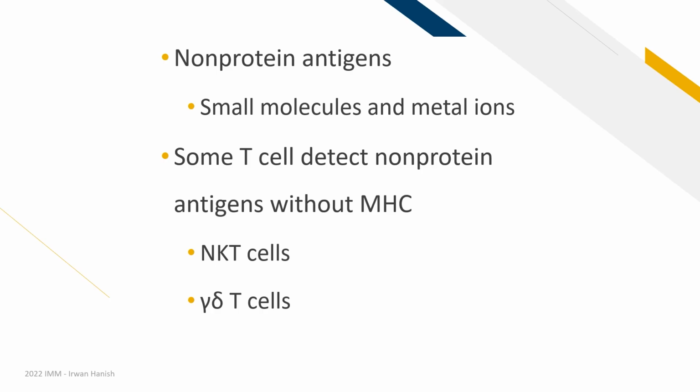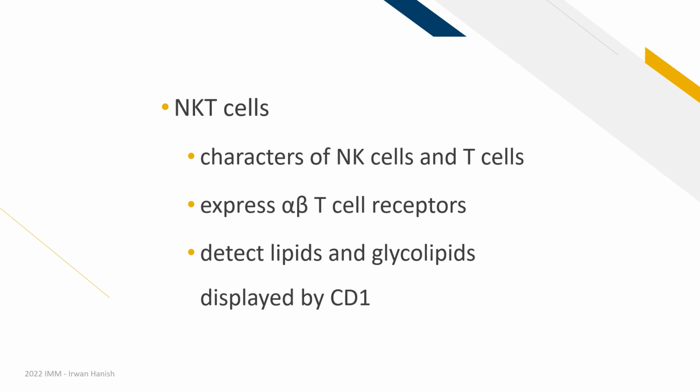For non-protein antigens, T cells can still use MHC to detect small molecules and metal ions. Sometimes these small chemicals alter the shape of native peptides, and sometimes they alter the shape of MHC itself. Those alterations can trigger an MHC-mediated T cell response. A subset of T cells can even recognize non-protein antigens without MHC: natural killer T cells and gamma delta T cells. NKT cells have the characteristics of both NK cells and T cells.